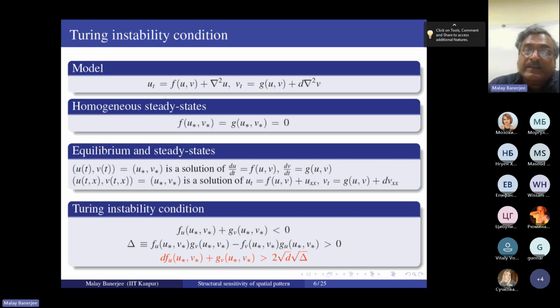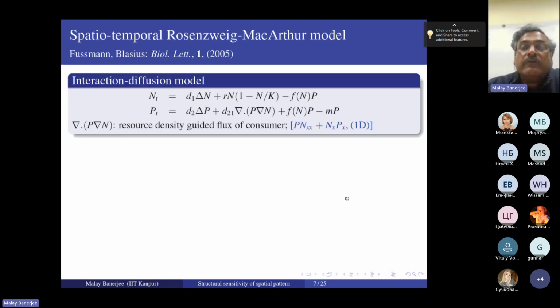Discussion about that part is quite lengthy. I'm not going into that part, but I just want to mention that the Turing instability condition ensures the instability of the homogeneous steady state under small amplitude heterogeneous perturbation, but it is not related to the assurance of the existence of a stationary pattern. Now, let us come to this particular example.